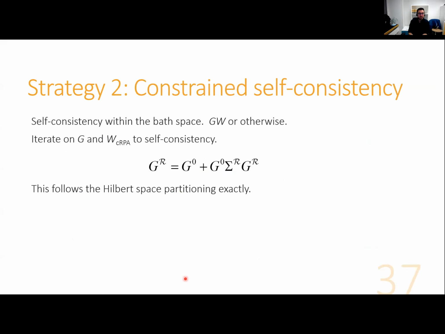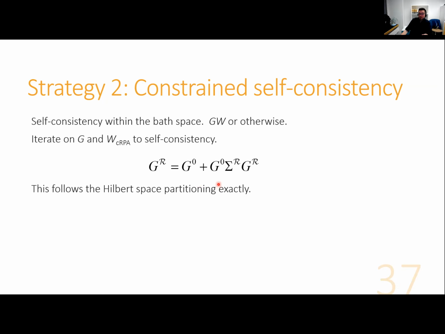The second idea is to implement some kind of constrained self-consistency within the bath space. So everything I've shown you was done with G0W0 because that's really efficient and we're really good at it. But an idea is to take the perturbation expansion in the bath space to infinite order. Instead of stopping at G0, W0, I can iterate this. Of course, self-consistent implementations of GW exist, and the theory for self-consistent GW is there.